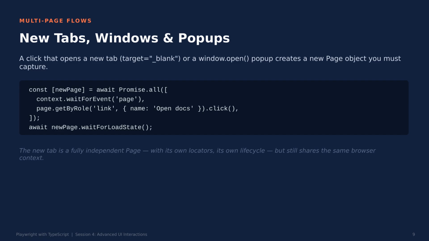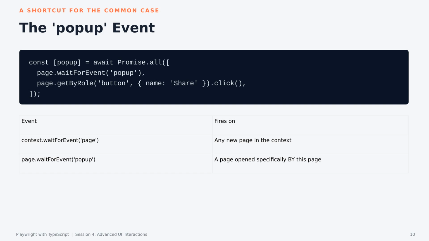Worth knowing that the new tab is a fully independent page object with its own locators and its own lifecycle, but it still shares the same underlying browser context as the page that opened it. There's actually a more specific shortcut for the common case of a page opening a pop-up. Same Promise.all pattern, but this time we wait for page.waitForEvent('popup') instead of context.waitForEvent('page'). What's the actual difference? context.waitForEvent('page') fires for any new page anywhere in that context.